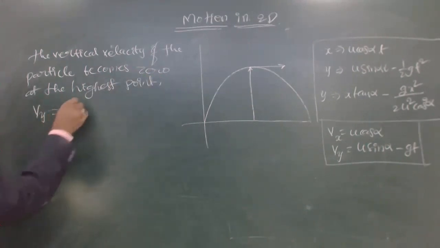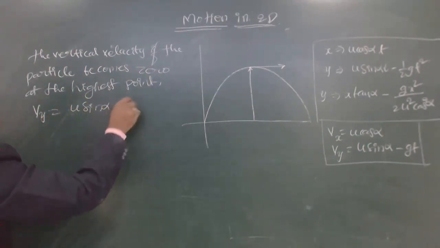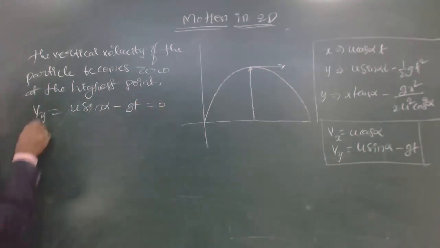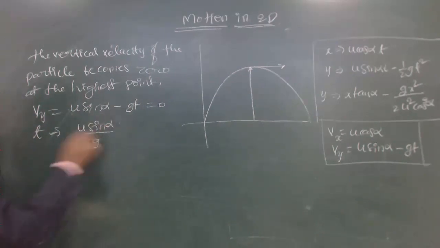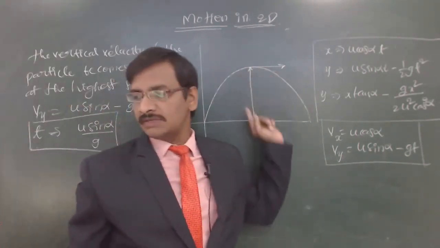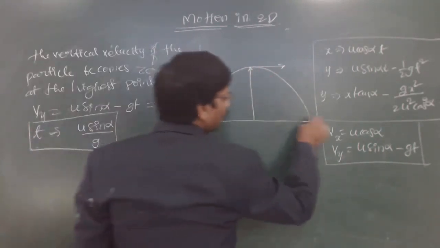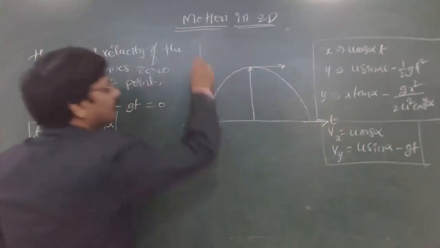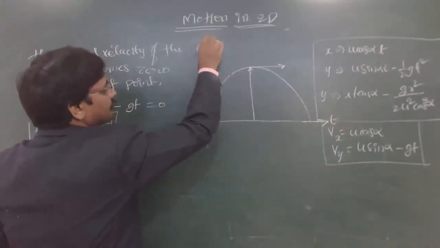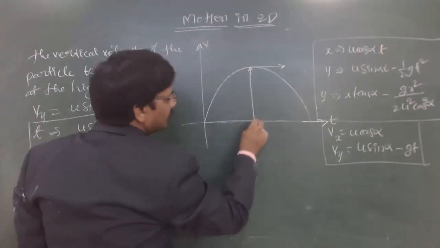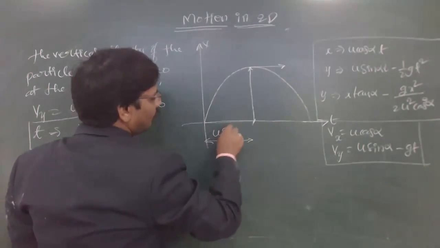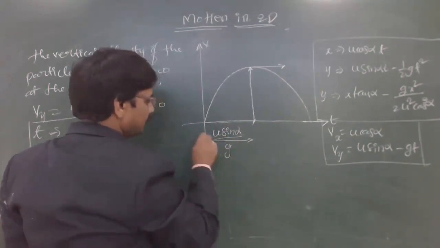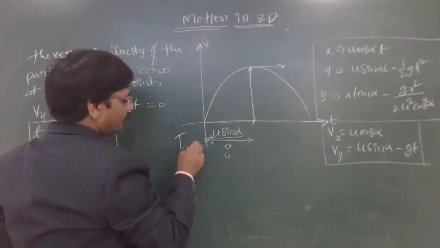Vy equal to u sin alpha minus gt equal to 0. It implies t is equal to u sin alpha by g. And this is the time at which the vertical component of the velocity will become 0. And this is if you take the horizontal direction as t and the vertical direction as v. Now here horizontally at this location, that is at a length of u sin alpha by g, and this is the time which we call as time of ascent.